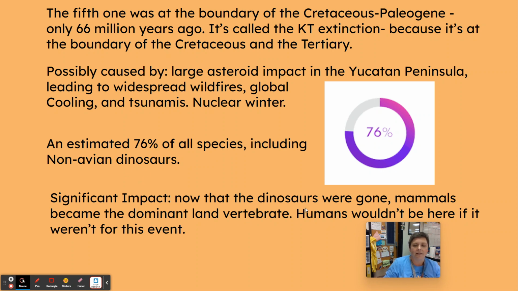So this got rid of the dinosaurs, and then mammals came in, and they became the dominant land vertebrate. Humans would not be here if not for this. This is when we had a lot of the megafauna, after this mass extinction, where we had the giant armadillos and the giant sloth. This is where we got mastodons and elephants. So we had a lot of megafauna here, starting because of this. It didn't come until later, okay?